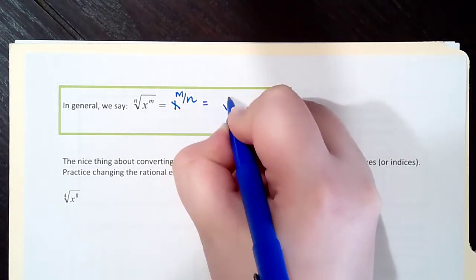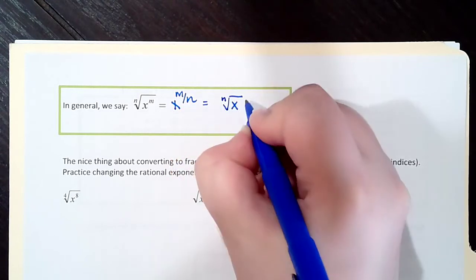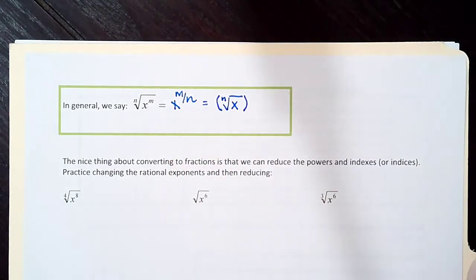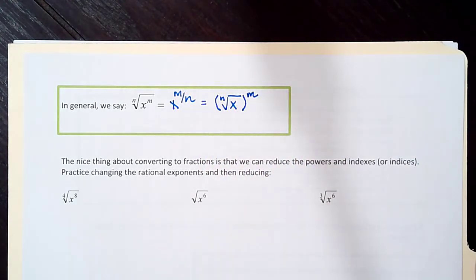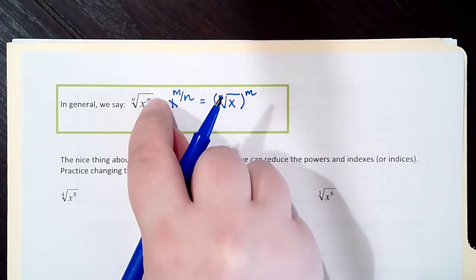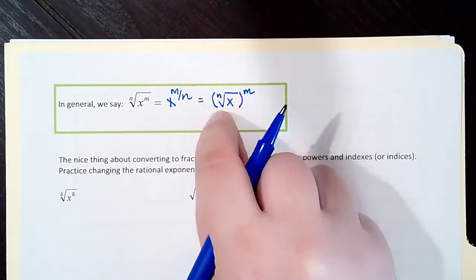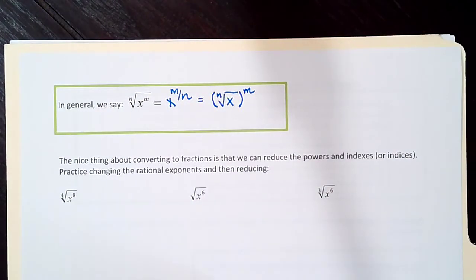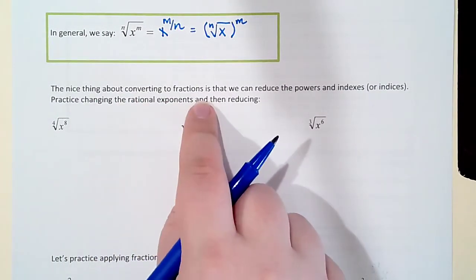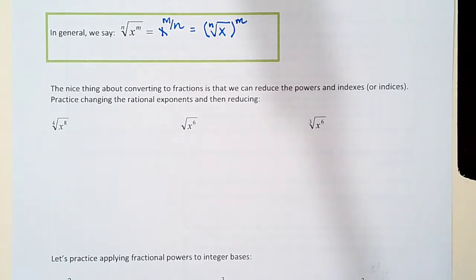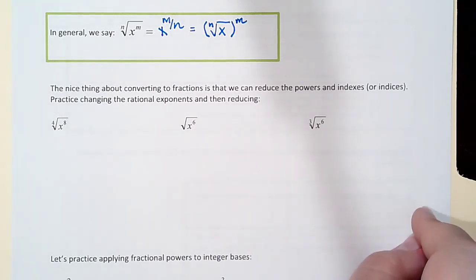I can take this piece first. So if there's a number in there, I can compute the nth root of x and then give it the exponent of m. So I can either do x to the m, then take the root, or I can take the root and then the exponent. And those are interchangeable. So let's now work with that a little bit. The nice thing about converting to fractions is that we can reduce powers and indexes, or indices, however you want to pronounce that. So we're going to practice now changing the rational expressions, exponents, and then reducing.